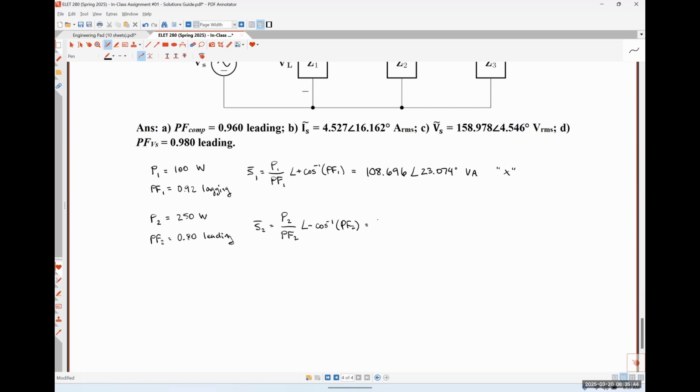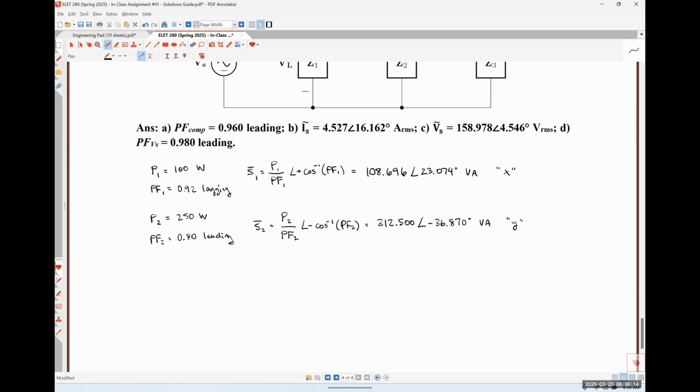I got 312.5 with an angle of negative 36.870 degrees volt amperes. And I just stored that in my calculator as Y. So before we move on from this step, did everybody else get that same result? Good deal.